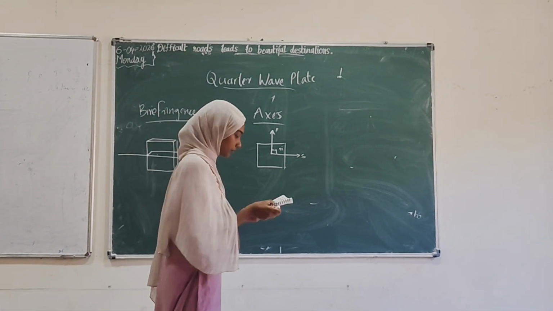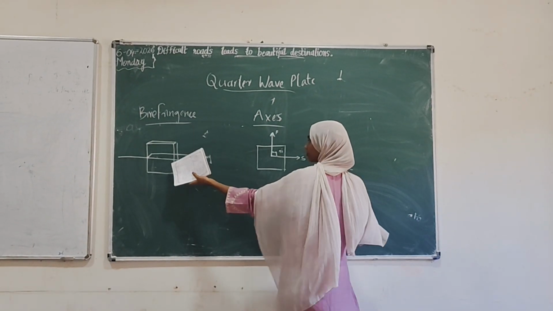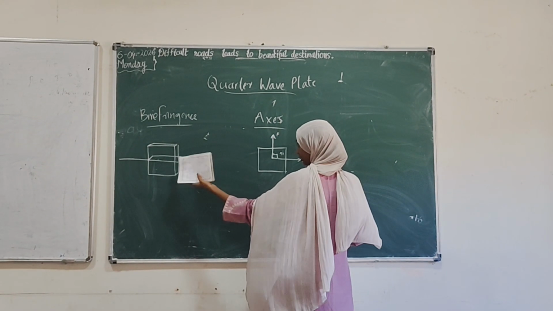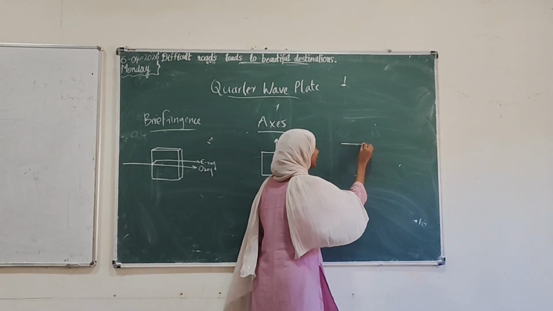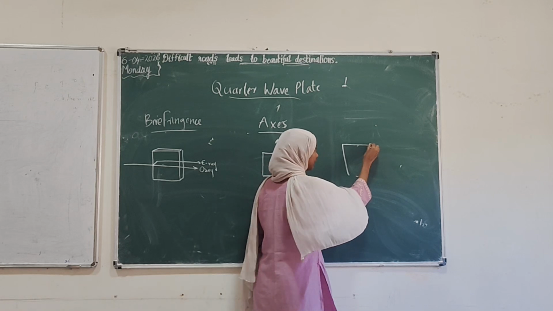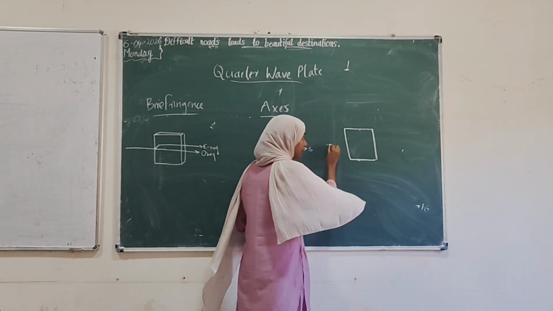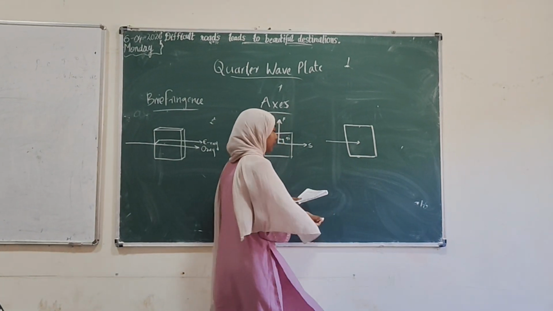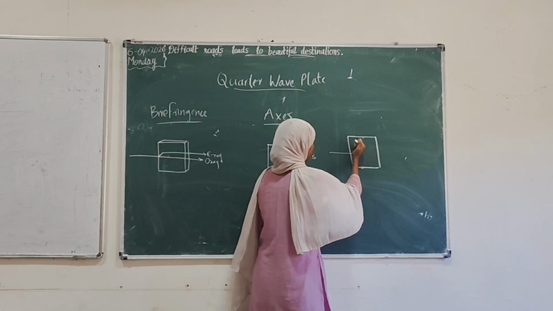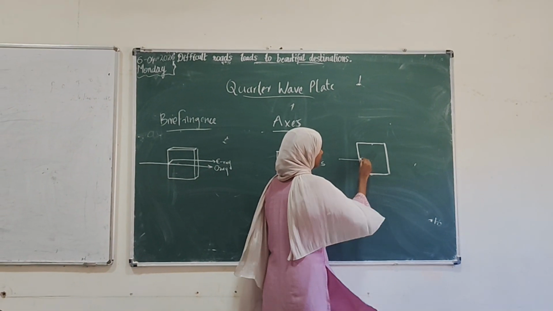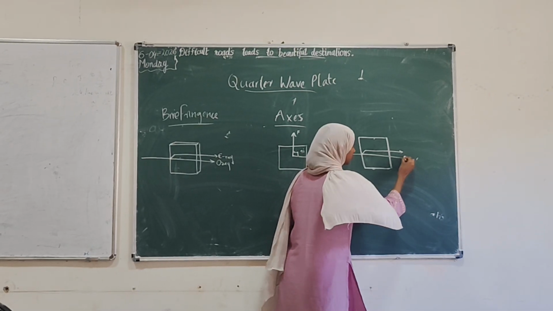As I said, birefringent crystal, quarter waveplate is similar to that. If this is a quarter waveplate and light enters it, it splits into two components, one along the fast axis and another along the slow axis.